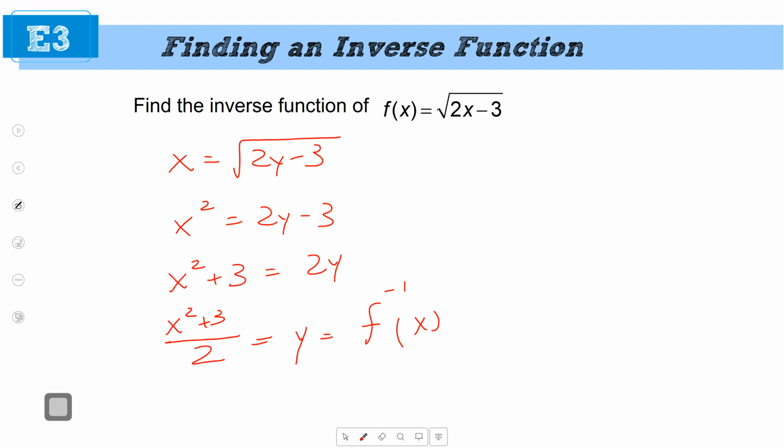And you kind of get an indication: the original function is a square root, so you undo a square root with a square. You've got a subtracting 3 in the original function, therefore somewhere you should have a plus 3. You've got a times 2 in the original function, therefore you should have a divided by 2 in the other function.